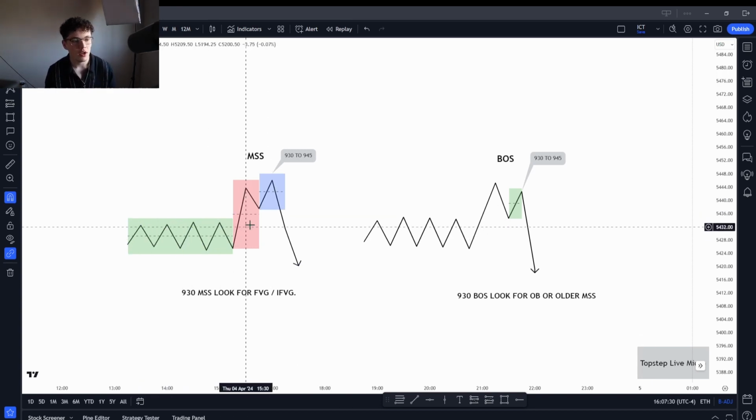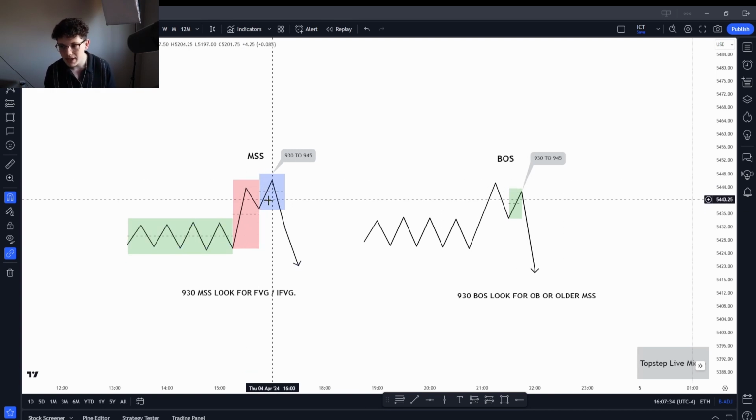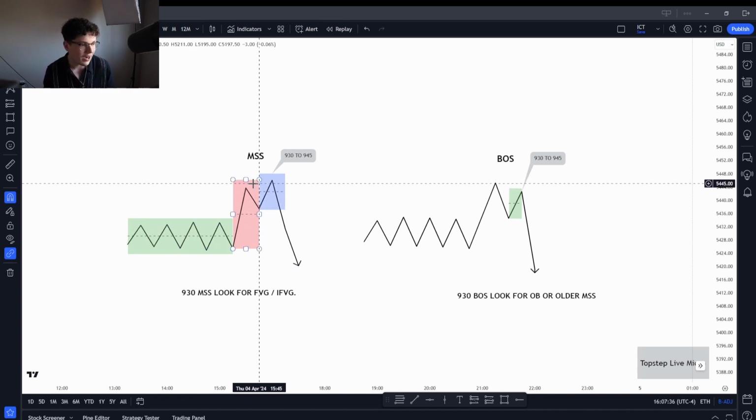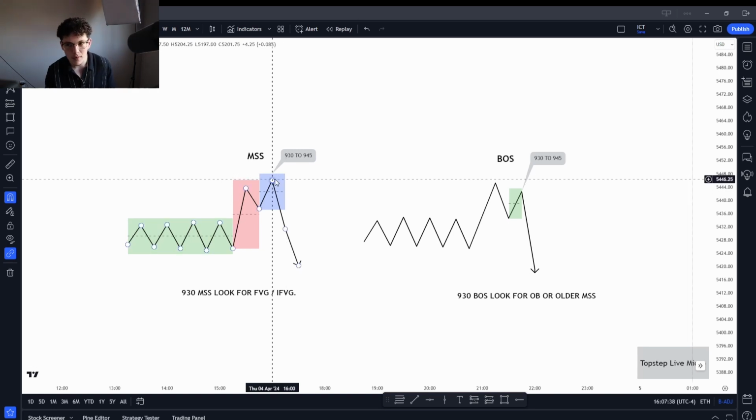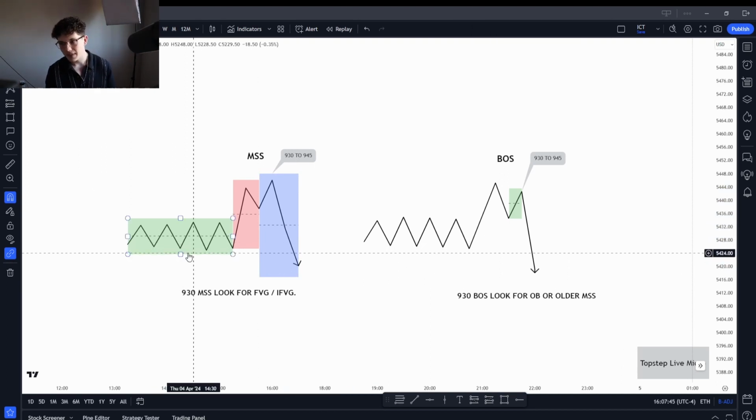Asian range, London brings us higher above. We're still above in New York. 9:30 manipulation comes. We take the old London highs. We form a 1-minute entry, and then we drive all the way lower to then take Asian lows. That is the most simple power of 3 model there is.